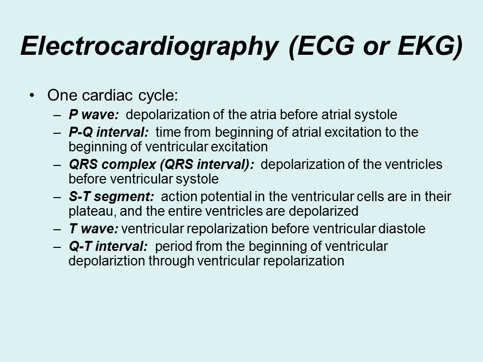That is when you have depolarization of the atrium occurring. Then you have a PQ interval. This is the time from the beginning of the atrium being stimulated to the beginning of the ventricle being stimulated. You have what's known as the QRS complex. This is when the ventricles are experiencing depolarization right before systole occurs in the ventricles. The ST segment corresponds to when the action potential in the ventricular cells is plateauing. The entire ventricle is now depolarized. And the T wave is ventricular repolarization.